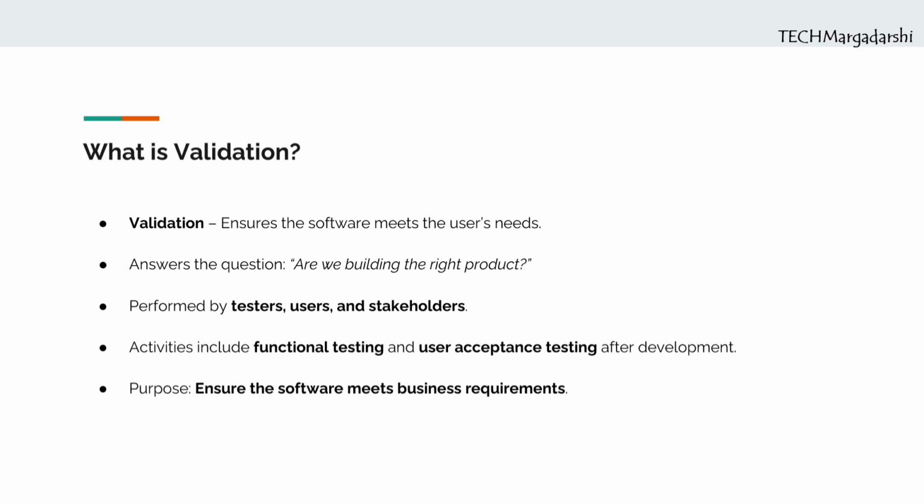What is validation in software testing? Validation ensures that the software meets the user's needs. It answers the question, are we building the right product? And is performed by testers, users, and stakeholders through functional testing and user acceptance testing after the development phase. Its purpose is to ensure that the software meets business requirements.